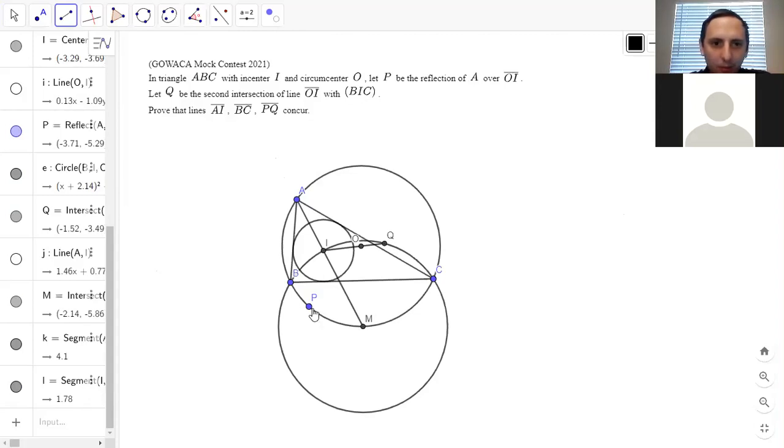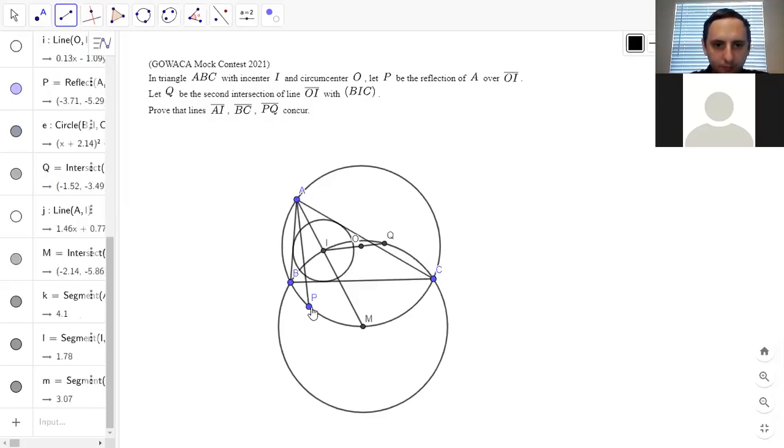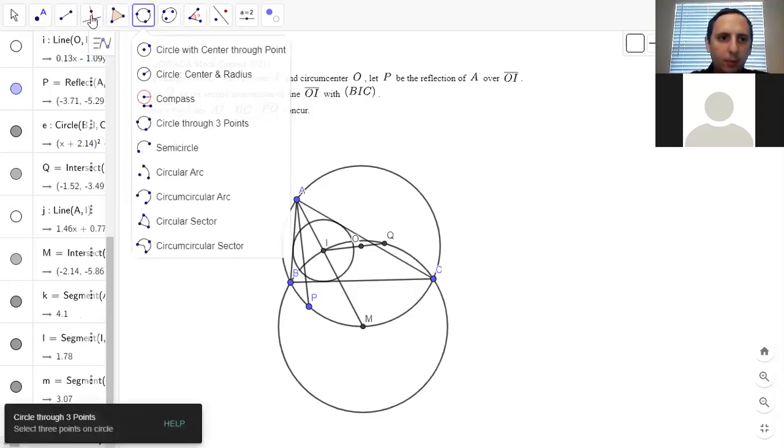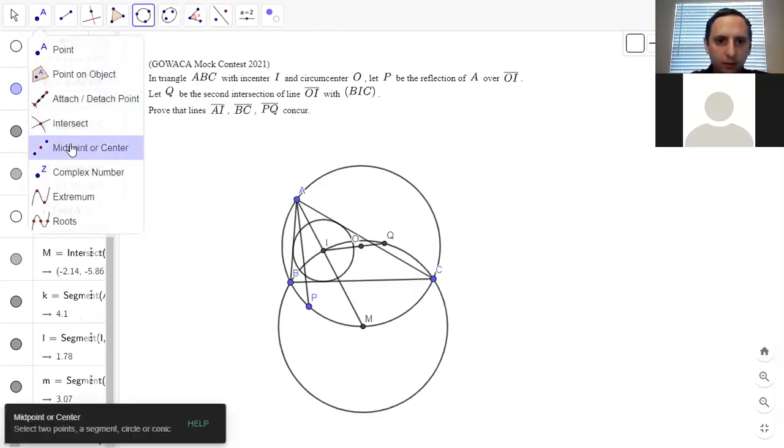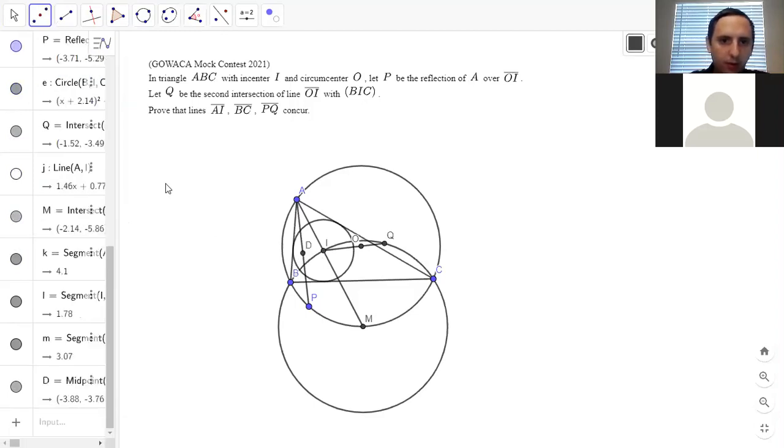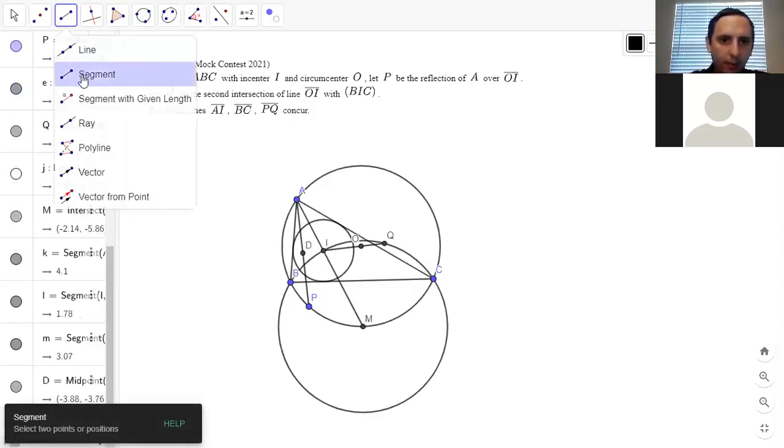Okay, so P is the reflection of A over OI. So AIP is isosceles, and QAP too, so these three all lie on the perpendicular bisector of AP. Maybe it's worth drawing the midpoint of AP just to make it clearer. So this is the perpendicular bisector of AP.